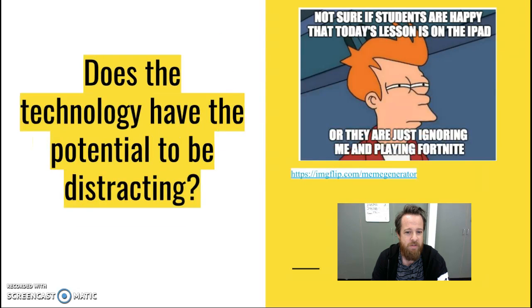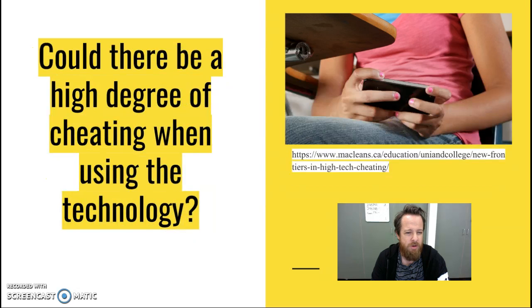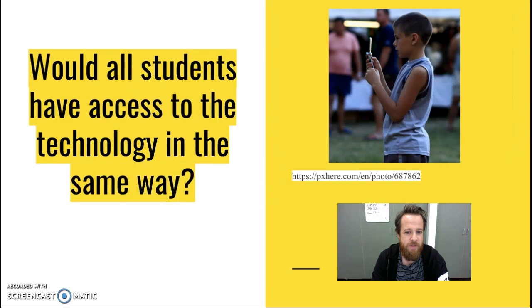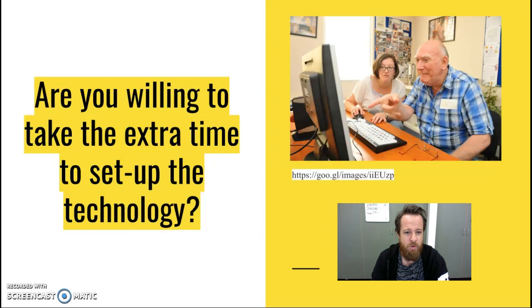Does the technology have the potential to be distracting? Would students gain more beneficial knowledge from using the technology or simple group interaction? Could there be a high degree of cheating when using the technology? Would all students have access to the technology in the same way? Yes, that is a flip phone in that picture. Are the students adequately prepared to find credible sources? Are you willing to take the extra time to set up the technology?